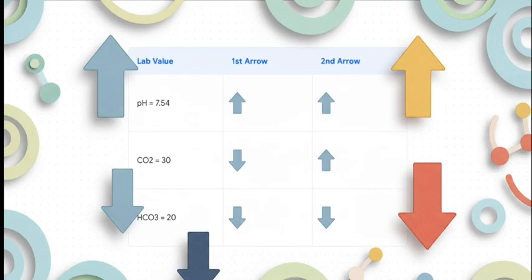Look really closely at this one. pH is high, arrow up. CO2 is low, arrow down. Bicarb is also low, arrow down. So both of our primary labs are low. But when we apply ROMS to generate the second arrows, CO2 gets an opposite upward arrow. Bicarb gets a same downward arrow. Despite two low values originally, only the CO2's upward second arrow matches our high pH. The diagnosis? Respiratory alkalosis. The arrows never lie.